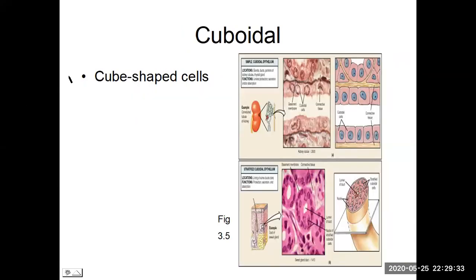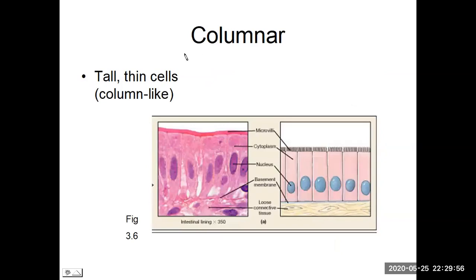A cuboidal shape, again, just like the name implies. A little boxy cube is the appearance under the microscope. So that's how it views through cross-section and gets that appearance. And we can see those here brought around into a ring. And then lastly, the slender, tall, columnar shaped cells. So there's much more length as compared to their width. So these slender columnar cells. And again, the shape of the cell is usually the second part of the name.